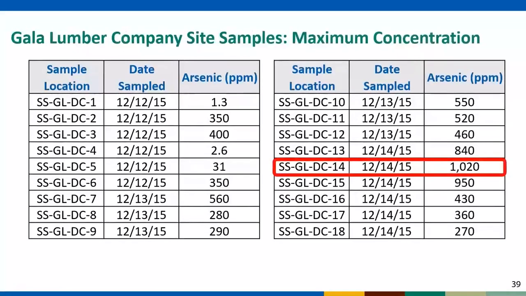Now moving on to our second step, we identify contaminants and corresponding maximum concentrations for screening. Again, for this practice, we're focusing on only arsenic data in surface soil. The row in the table that is highlighted with the red box around it indicates that the maximum detected level was 1,020 parts per million from sample SS-GL-DC-14.